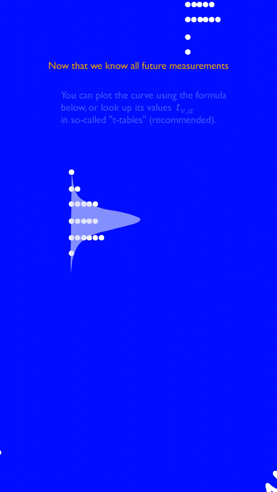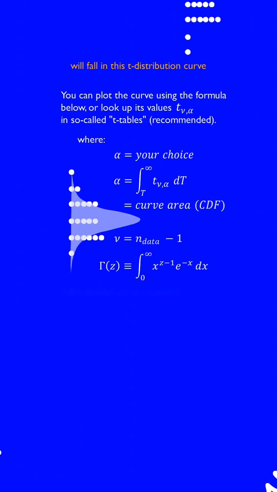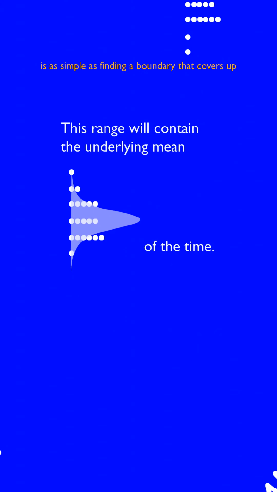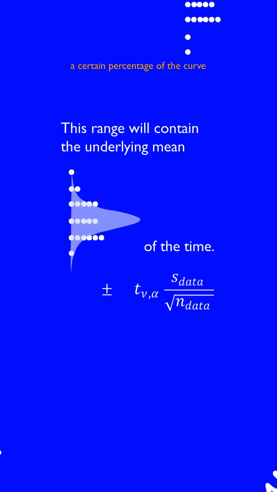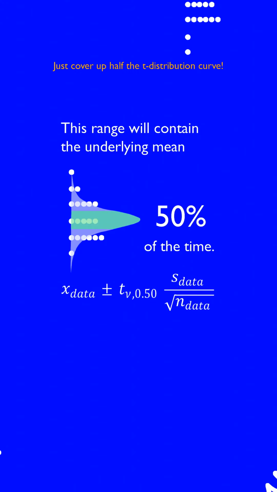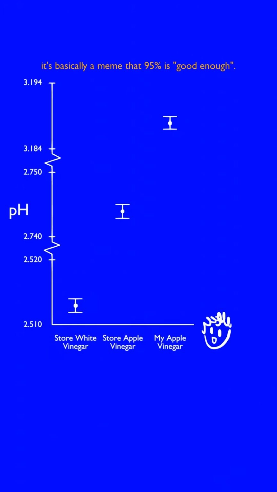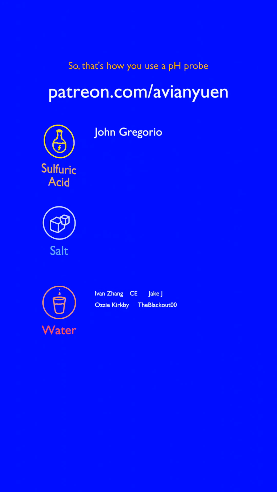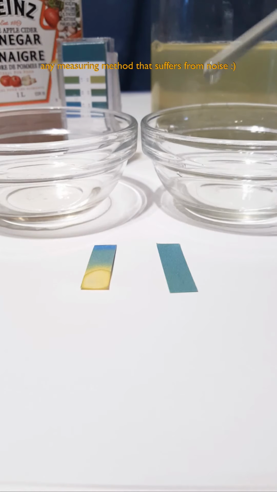Now that we know all future measurements will fall in this t-distribution curve, producing a range for the mean underlying all of this is as simple as finding a boundary that covers up a certain percentage of the curve, starting from the middle. You want a range where 50% of samples will contain the true pH value? Just cover up half the t-distribution curve. I use the range that will contain the true pH value 95% of the time, and in research where people use statistics, it's basically a meme that 95% is good enough. So that's how you use a pH probe, and really any measuring method that suffers from noise.